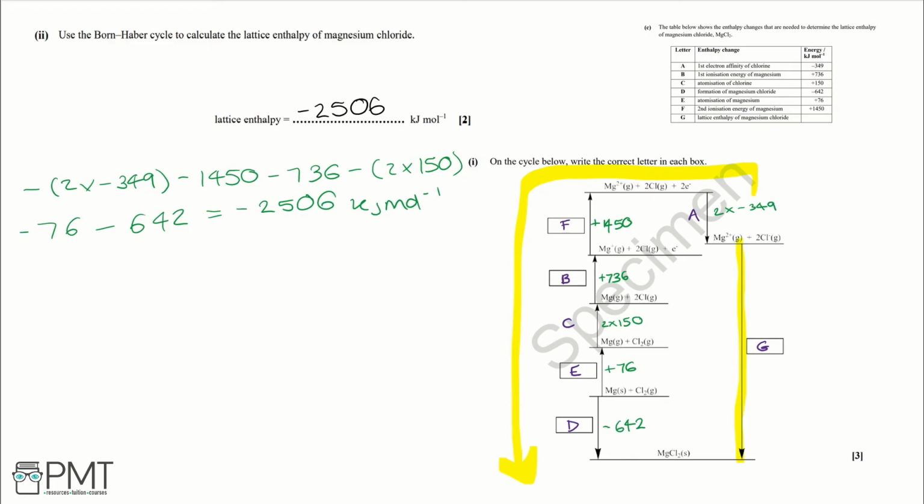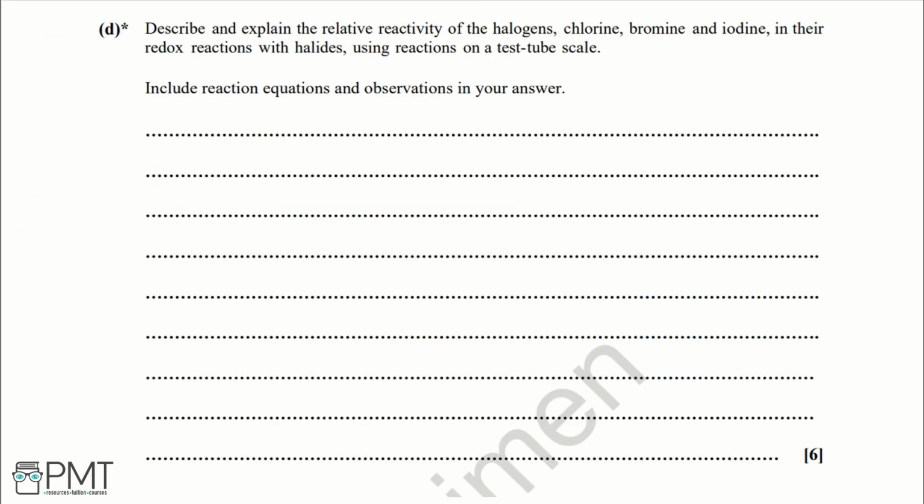To get the 2 marks for this question, you must have minus 2,506 written on your answer line, provided with the correct working out. Part D. Describe and explain the relative reactivity of the halogens chlorine, bromine and iodine in their redox reactions with halides, using reactions on a test tube scale. Include reaction equations and observations in your answer.